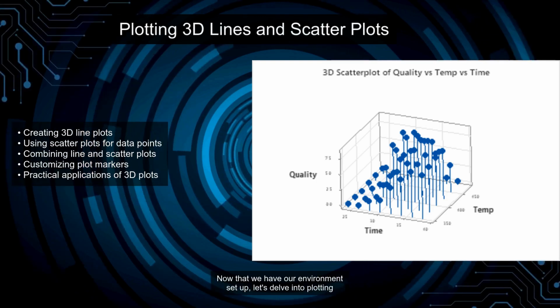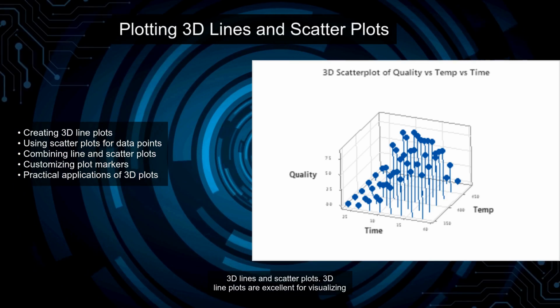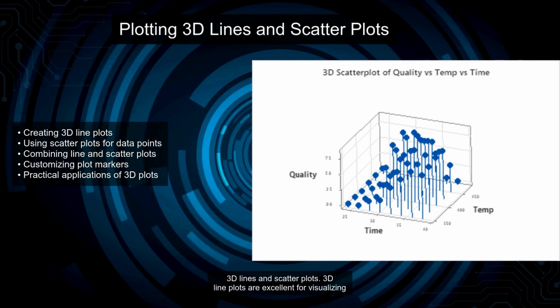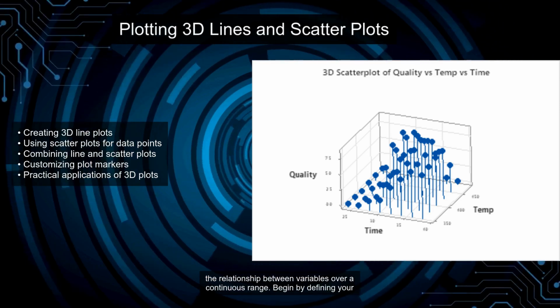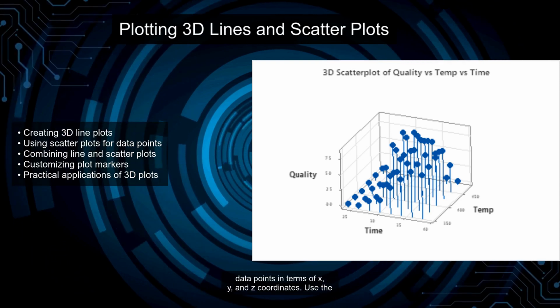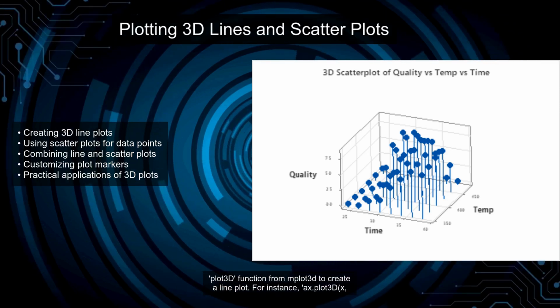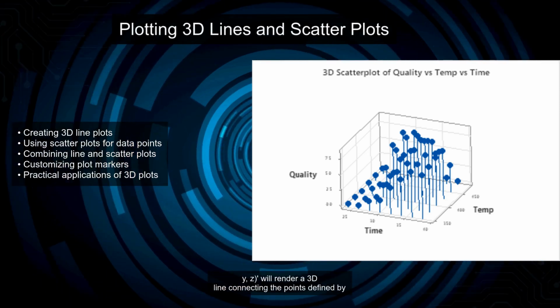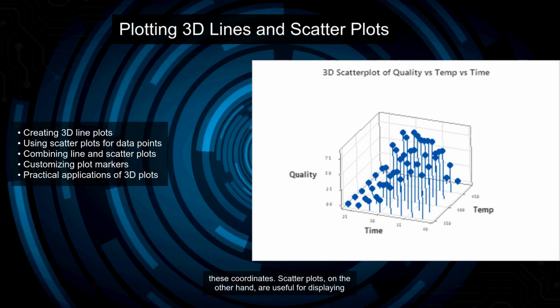Now that we have our environment set up, let's delve into plotting 3D lines and scatter plots. 3D line plots are excellent for visualizing the relationship between variables over a continuous range. Begin by defining your data points in terms of x, y, and z coordinates. Use the plot3D function to create a line plot. For instance, ax.plot3D(x, y, z) will render a 3D line connecting the points defined by these coordinates.